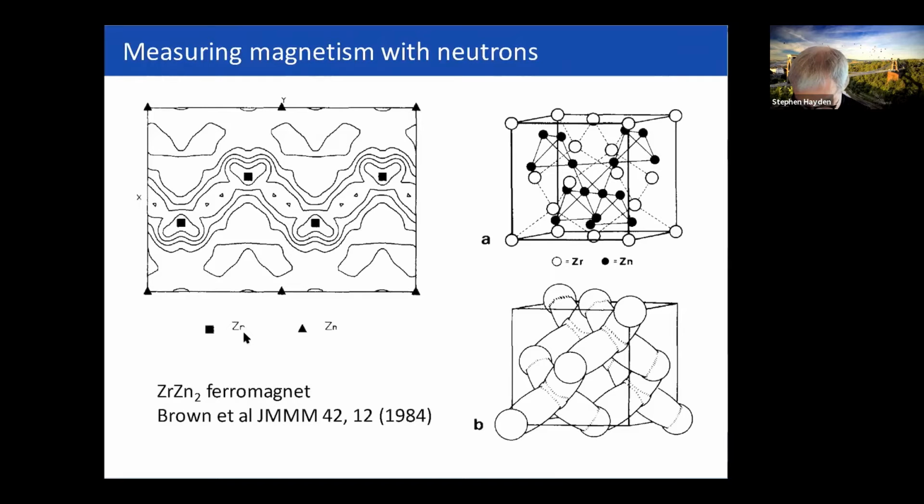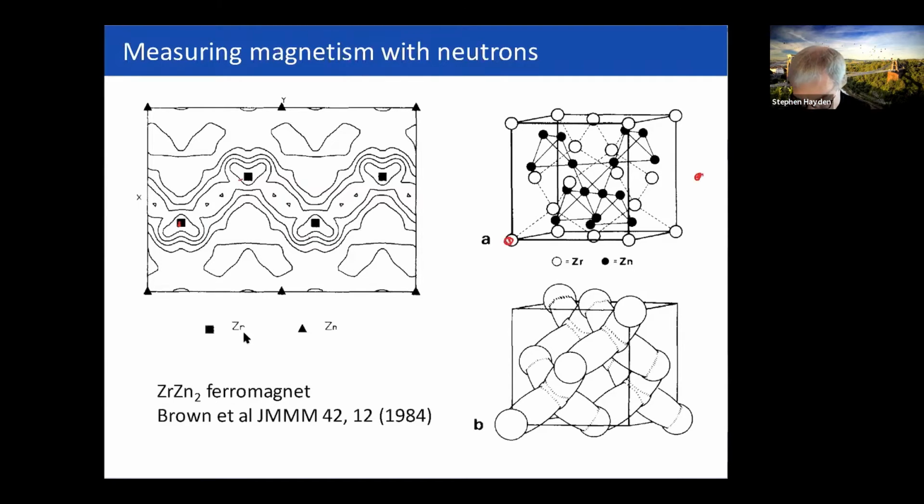So I like this one. This is a compound that I worked on a long time ago, which is zirconium zinc 2. And these people did neutron diffraction. Remember at the beginning I showed you how you could measure different Fourier components of the magnetization with neutrons, and then you can add the different components back together in 3 dimensions and construct a map of how the magnetization varies in space. And that's what's shown here. These are the zirconium atoms, and this is like a contour map of the magnetization in this material, zirconium zinc 2.